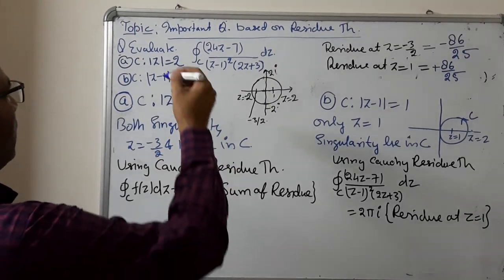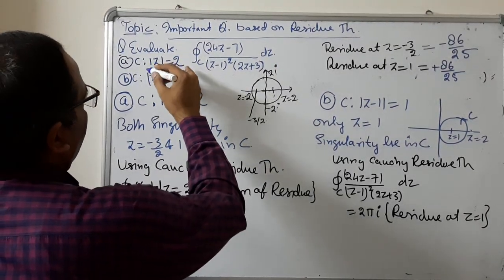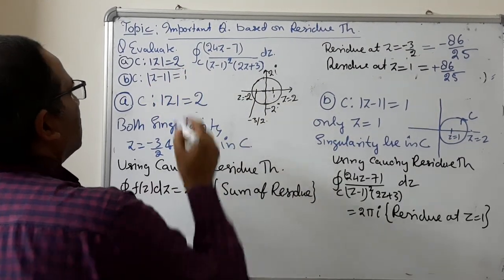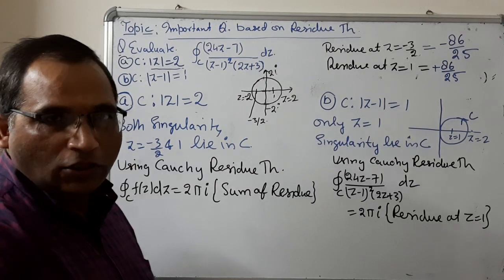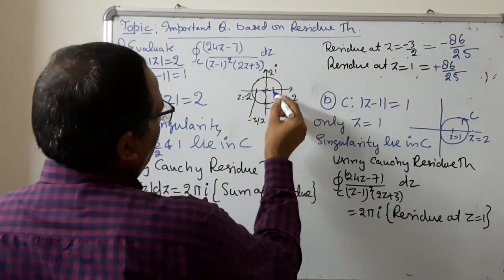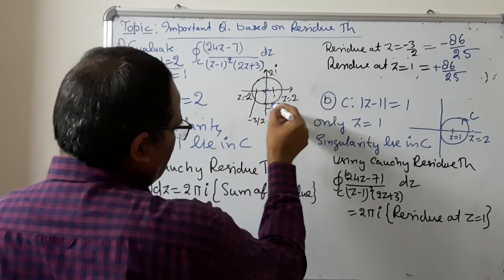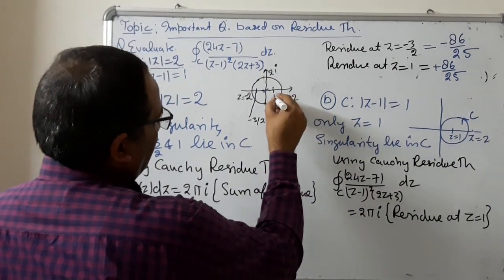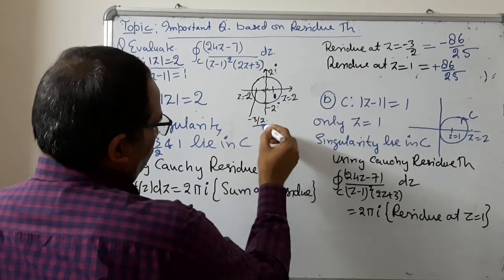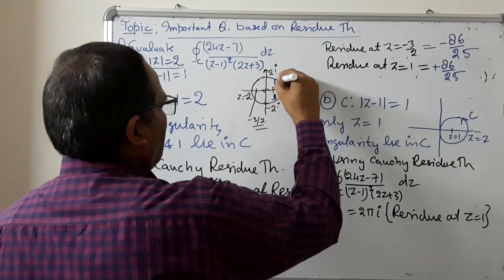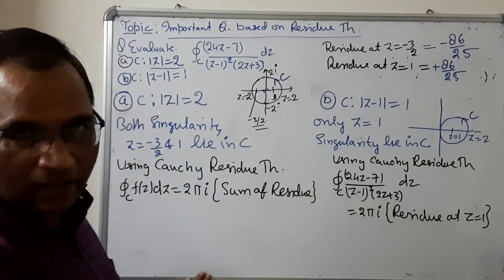Now from the first part, in part A it is given that modulus of z equal to 2. Modulus of z equal to 2 means a circle with center 0 and radius 2. We take this circle, the center is 0 and the radius is 2, and we draw this circle. Now we can see from here that z equal to 1 and z equal to minus 3 by 2 both lie in this given circle. This is the C, both lie in this given circle, right?